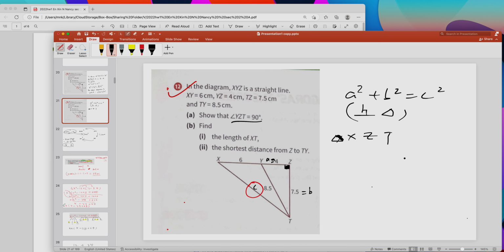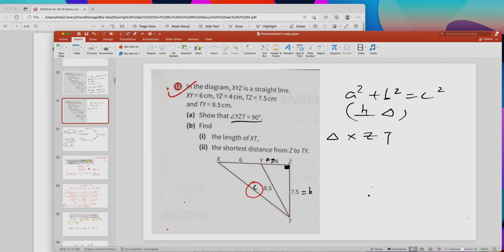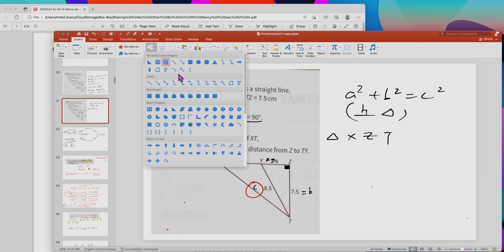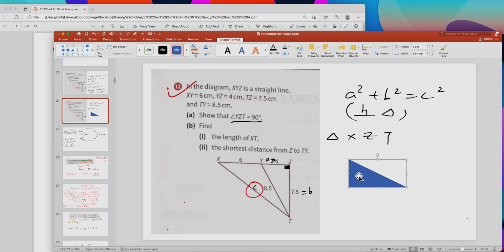If you want to make it easy for you to see, I think it's a good habit to draw it out. Since I'm using this, it's pretty fast for me to sketch it out. I even need to orientate this.